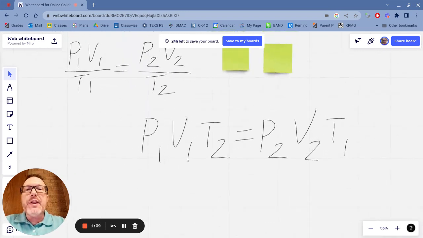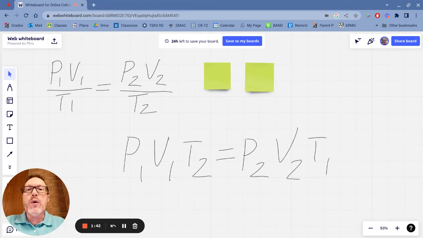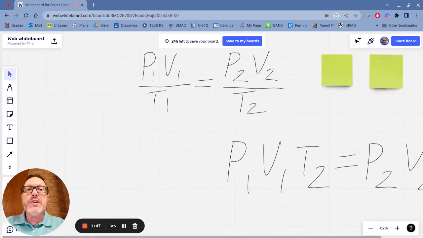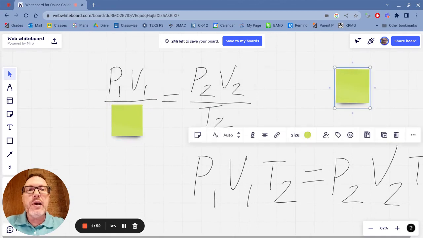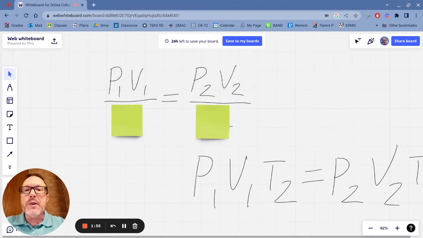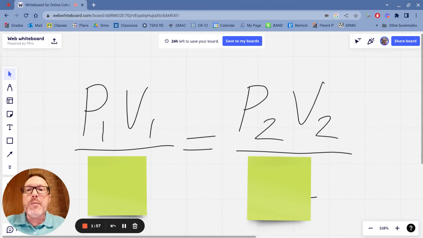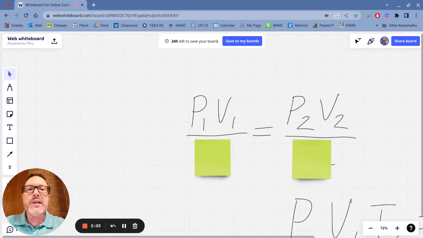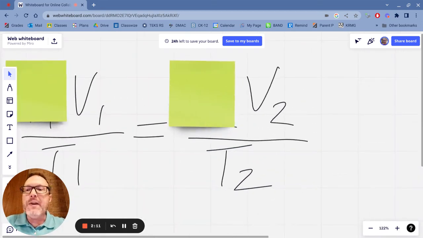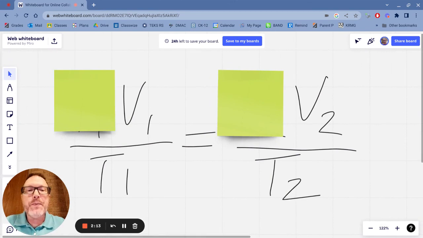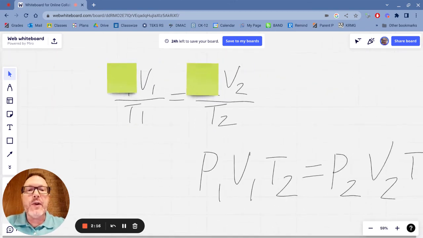Let's say that you've got a situation where the temperature stays constant, Boyle's law. Well, if the temperature is constant, then you can just pretend that the T's aren't there. And so then you're left with Boyle's law, P1V1 equals P2V2. Or if the pressure stays constant, like in Charles's law, then you just pretend that the P's aren't there. And there you've got V1 over T1 equals V2 over T2. This works also if you've got it written this other way.